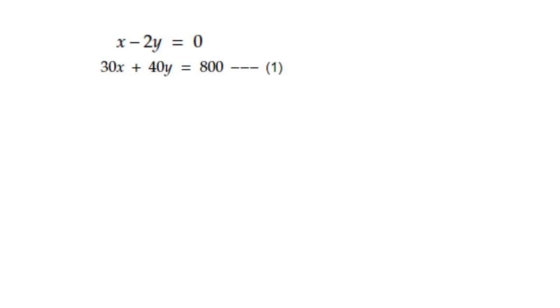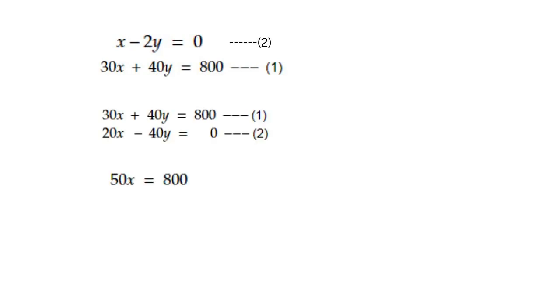If the term in the second equation is already a negative, then add the equations, otherwise subtract. Here we need to add, because the y term in the second equation is already negative. So we get the value of x, which gives us y, and since x equals 2y from equation 2, we get x. So, whichever way you solve, you get the same answer.